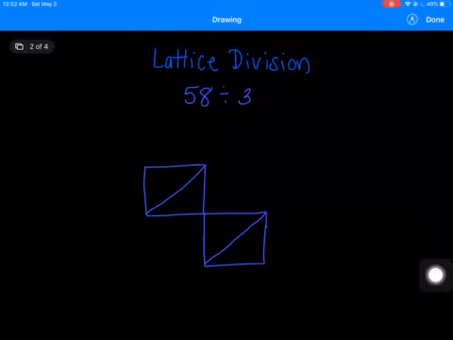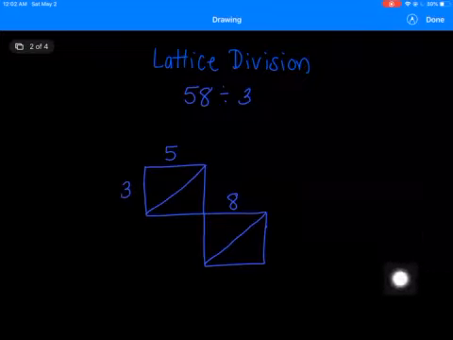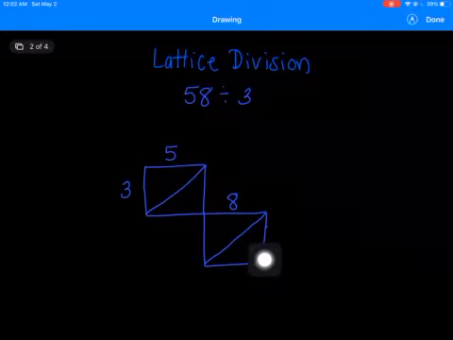Okay, now we're ready to start putting our dividend on top of each box. So we're going to put 1 digit above each box, just like so. And then we're going to take our divisor and put it out to the left. And now we're ready to start dividing. We're going to start at the top and work our way down.